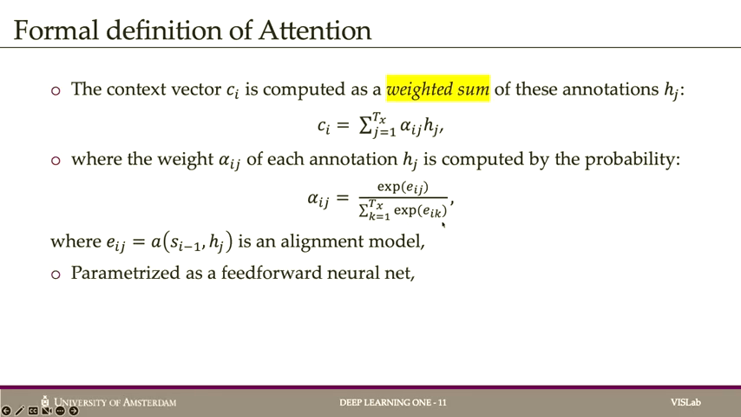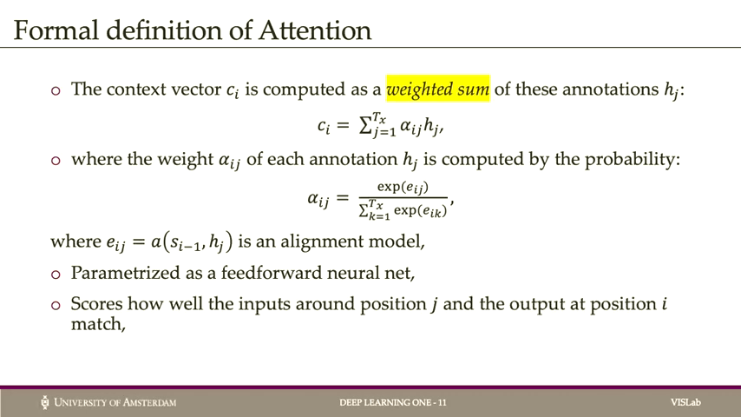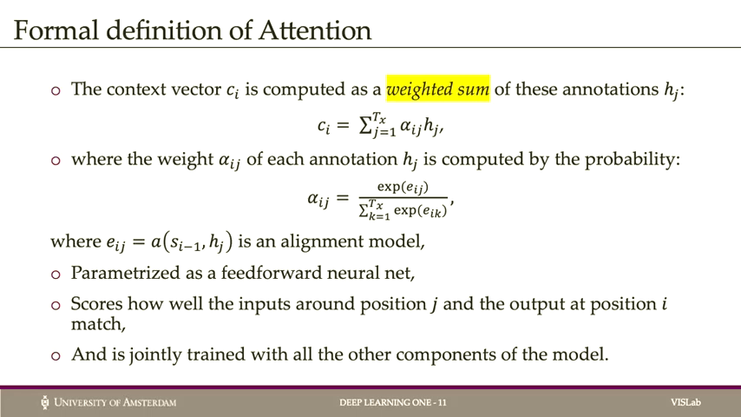And what happens in this equation? Well, we have something called the alignment model, which is just a simple feedforward neural network, which takes as inputs the hidden states of the decoder and the hidden states of the encoder. The idea is to score how well the inputs around position j of the input and the output at position i match. Then it's jointly trained with the other components of the model. So I'm talking about this feedforward neural net that is jointly trained with the encoder neural network and the decoder neural network. It's just one feedforward neural network which acts as the alignment model. Basically, it helps us to learn these weights.